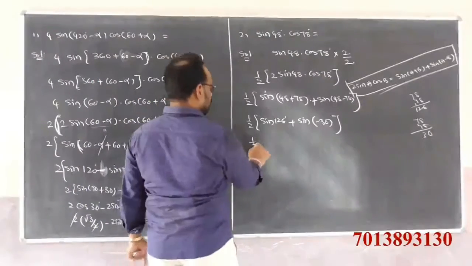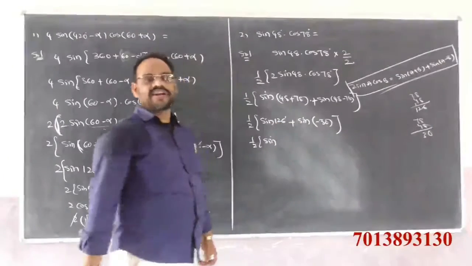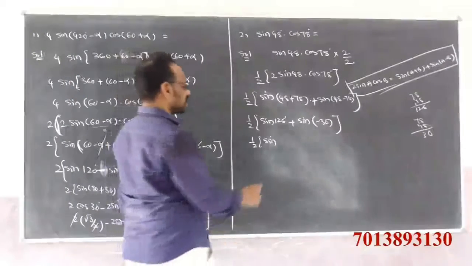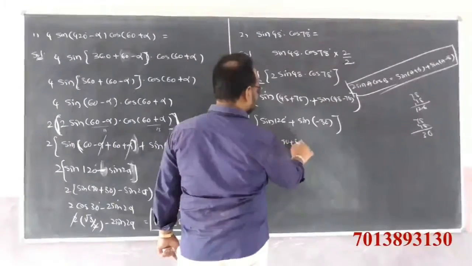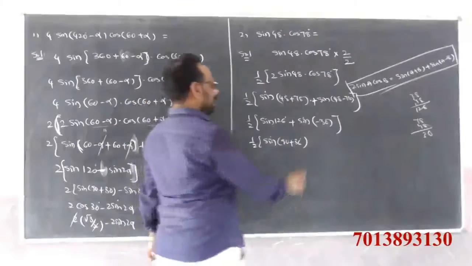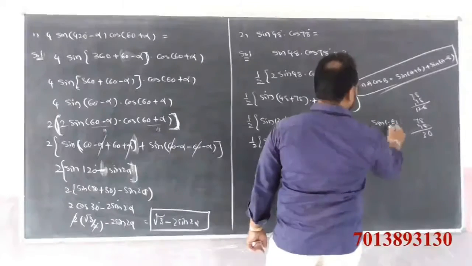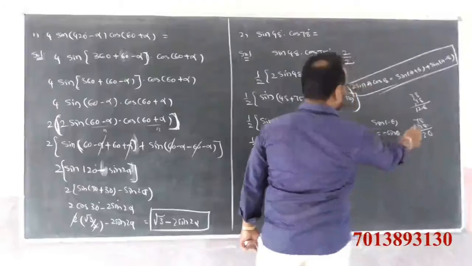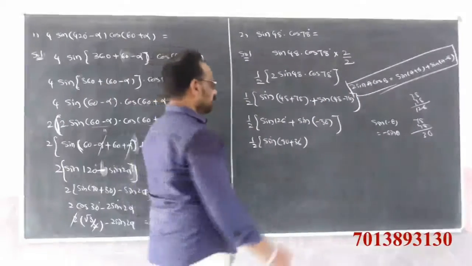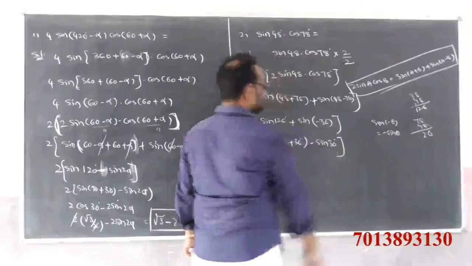So 1 by 2 into sin 126 can be written as sin of 90 plus 36 degrees, minus sin of minus theta. Sin of minus theta is nothing but minus sin theta. So we get here sin 90 plus 36 minus sin 30.